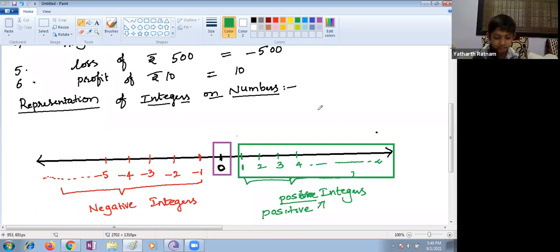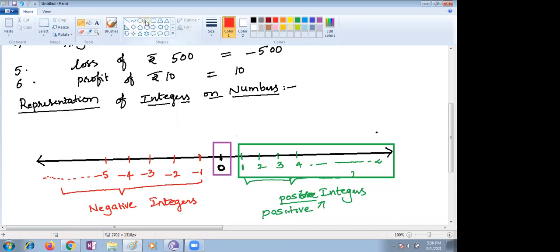What is negative integers? Ma'am, to the left side of the number line. Yes, so I am just marking for your convenience, children. You understand and write it. These are positive and negative integers. If you move towards the left side on the number line, the value is decreasing.